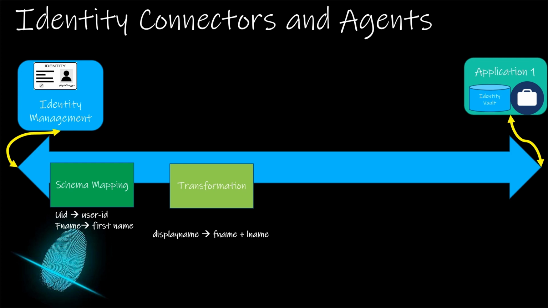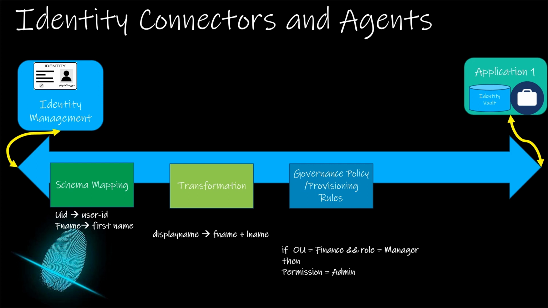Sometimes we may need to apply some transformation logic to map the attributes between the Vault and applications. For example, the display name attribute in the application can be a combination of fname and lname of the Vault identity. Email ID can be a combination of firstname.lastname plus organizationname.com, and so on.